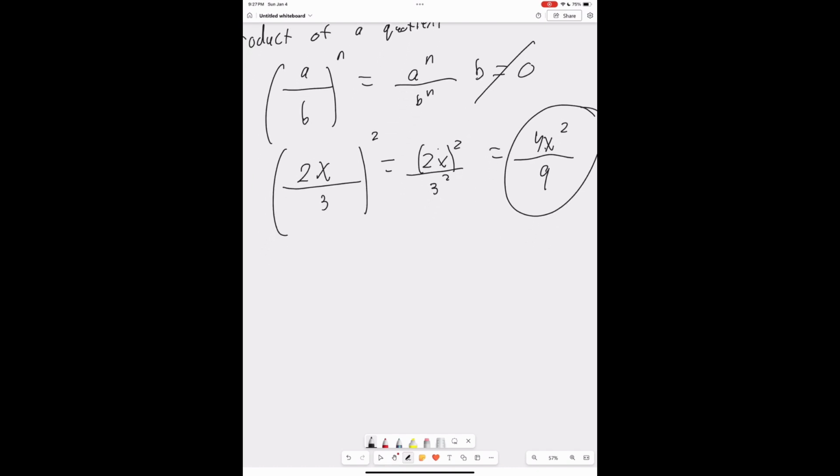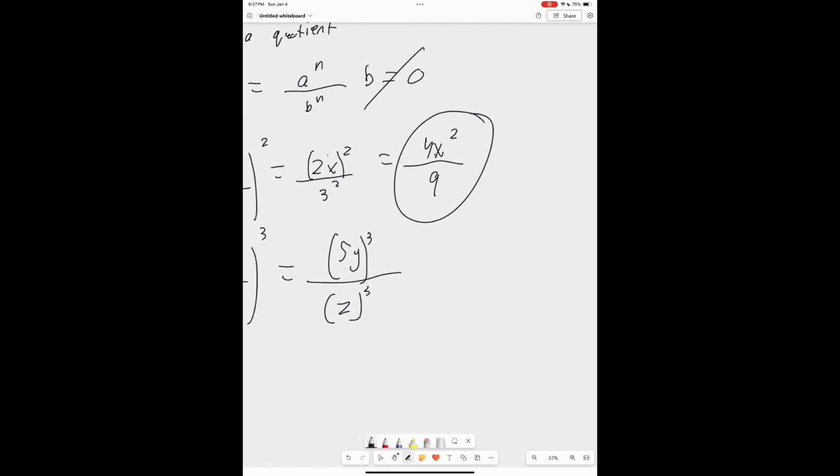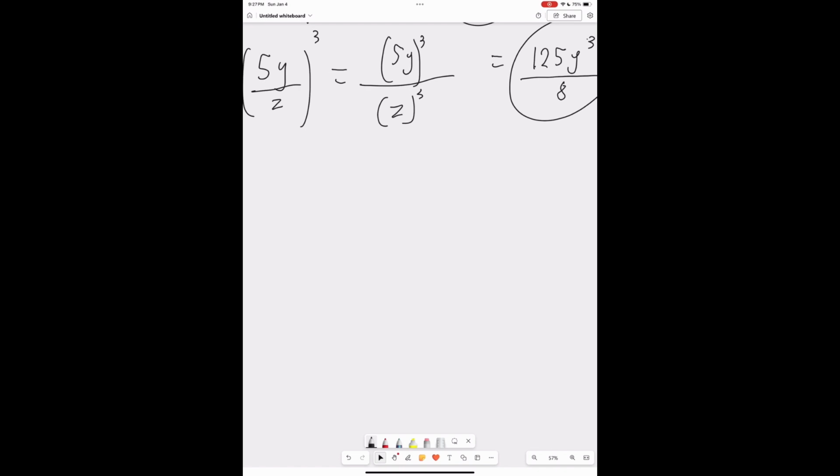So for example, if we have 5y divided by 2 raised to the 3rd power, we write this as 5y to the 3rd power divided by 2 to the 3rd power. So make sure you do it in parentheses. So that would be 5 to the 3rd is 125, 125y cubed divided by 8.